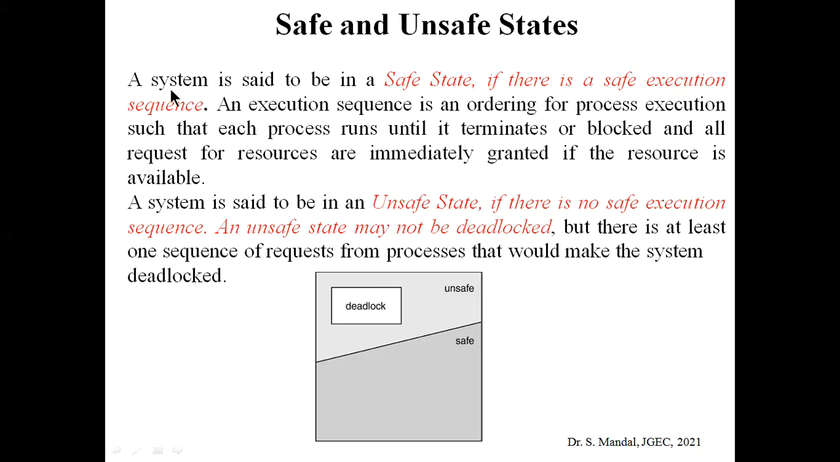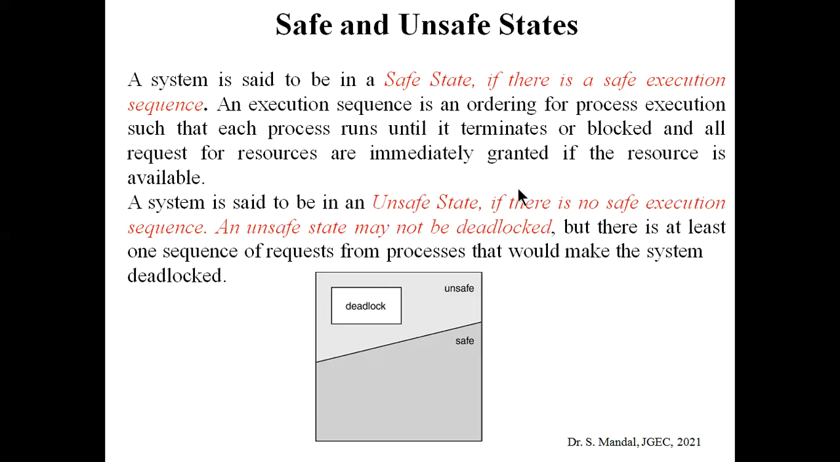So, what is a safe state? A system is said to be in a safe state if there is a safe execution sequence. That means there are four processes which need to be executed, like p0, p1, p2, and p3. But it is quite possible that if p0, p1, p2 and p3 are executed in this order, there will be deadlock.